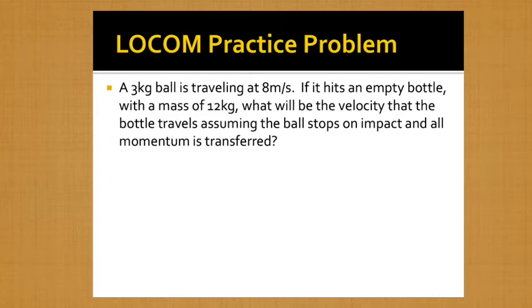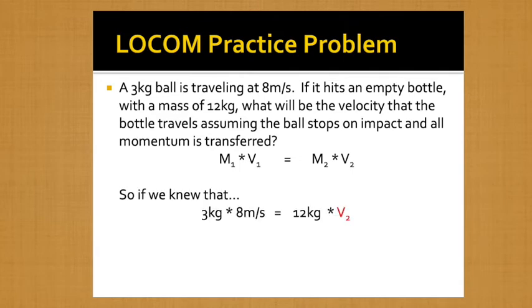A 3-kilogram ball is traveling at 8 meters per second. If it hits an empty bottle with a mass of 12 kilograms, what will be the velocity that the bottle travels, assuming the ball stops on impact and all momentum is transferred? If we plug in the information given from the problem, we'll see that we need to solve for the velocity of the second object, the 12-kilogram bottle.